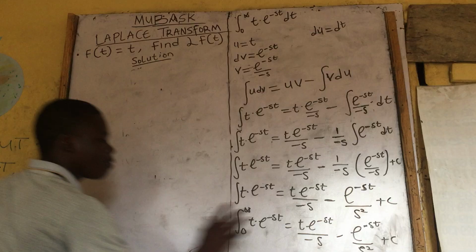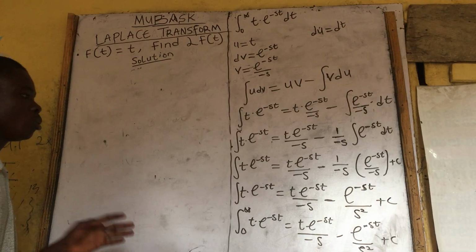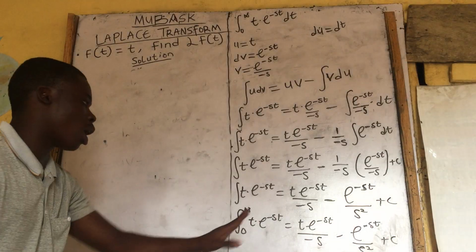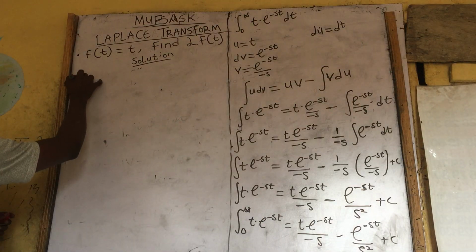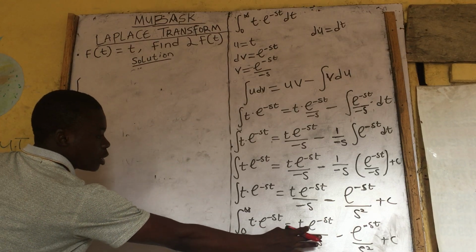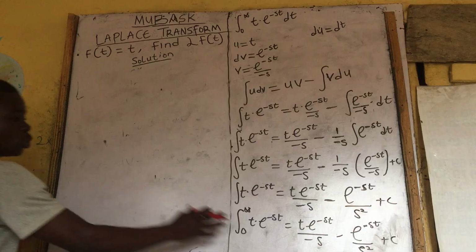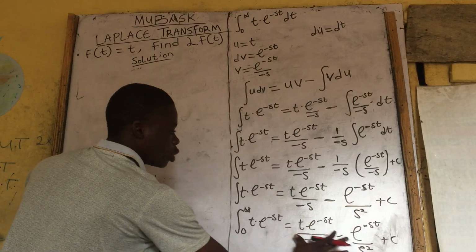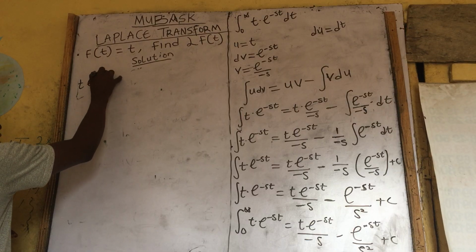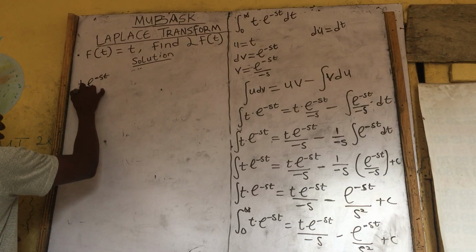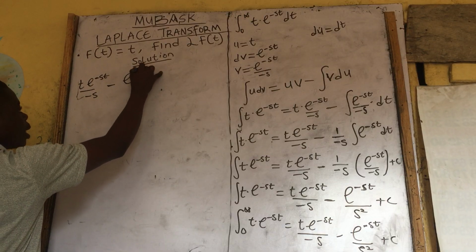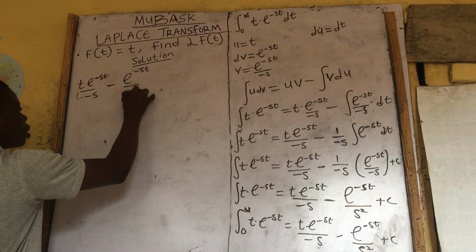Just assume that whenever we see t, you'll be substituting it. Any place we see t, you'll be substituting it as well. Let's look at our upper limit first. Our upper limit is infinity. You want to substitute our upper limit into this: t exponential minus st divided by minus s, minus exponential minus st divided by s squared.